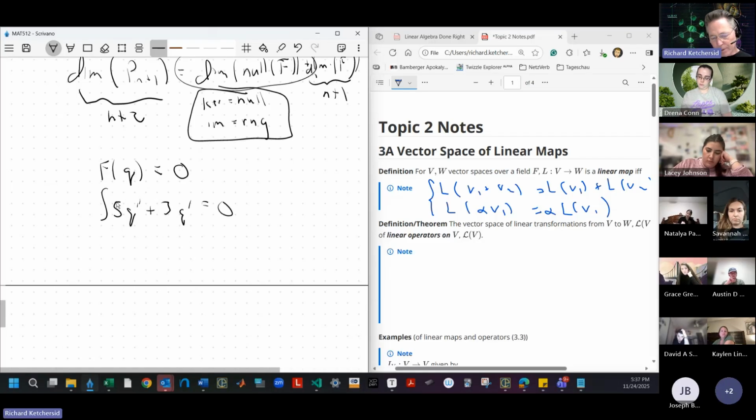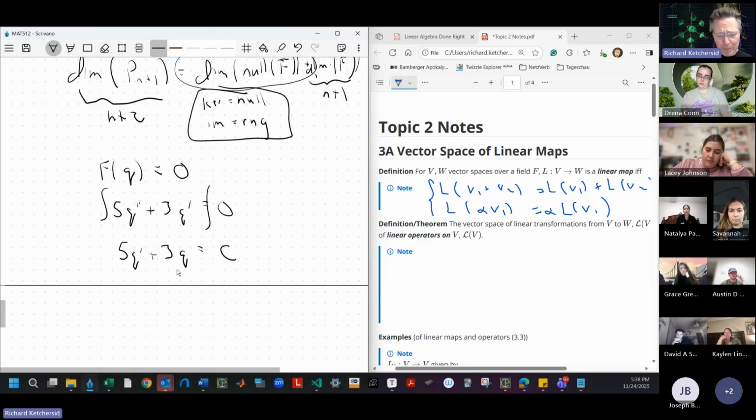So if I integrate both sides, what happens on this side? What's the integral of Q double prime? Q prime, I think someone said it, it's 5Q prime. What's the integral of Q prime? Q. And then of course we have the all-important integration constant, so it equals C, some constant.